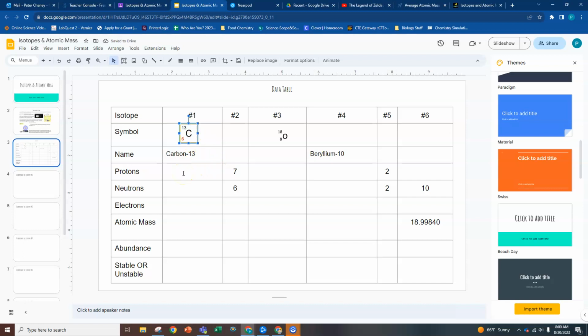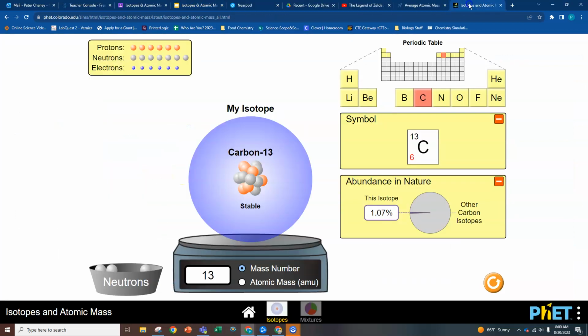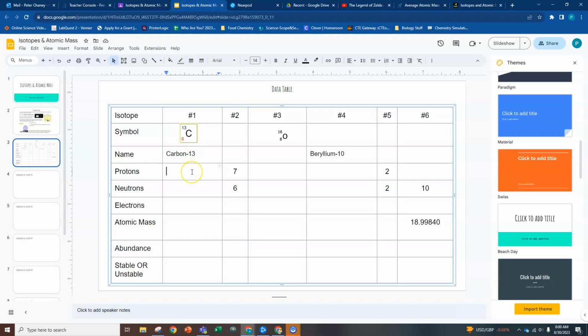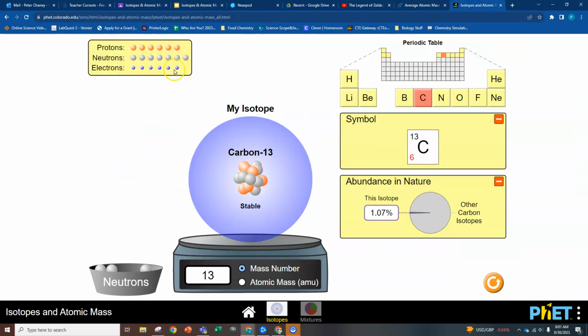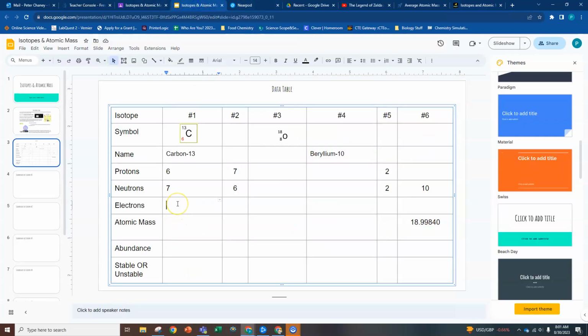So we know that protons in a carbon atom, we can even count them, or we can just look at the atomic number, which is 6. We know that there's 6, so we're going to go back, put 6 there. We know that there's 7 neutrons. We also know that the amount of electrons are equal to the protons. We learned that previously. See the chart right here, just make sure 1, 2, 3, 4, 5, 6. So we can go back to that.